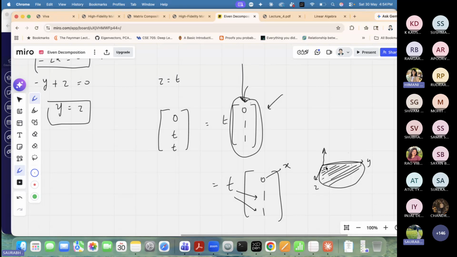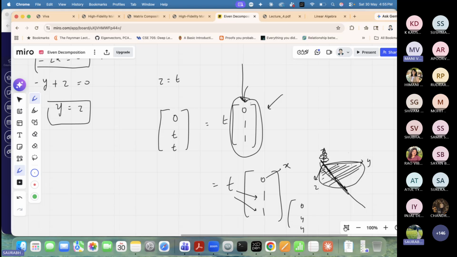Will it be a plane or a line? Think of it this way: if you take t equals 4, it would become (0, 4, 4), or (0, 6, 6) for another t. It actually would be a line, not the entire plane. So we'll have two eigenspaces: one is a 2D plane, and the other one is a line. That's right.